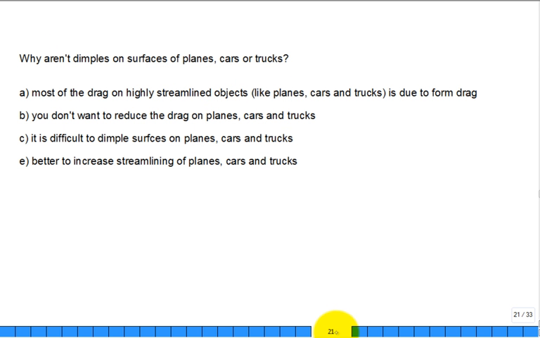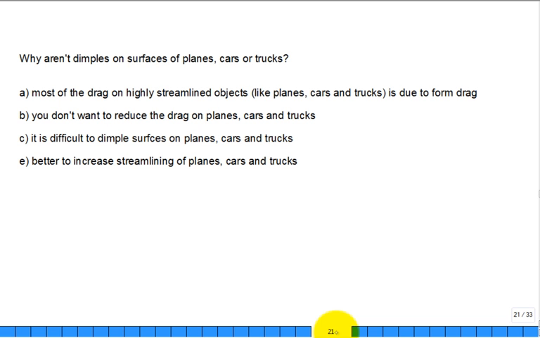Why aren't there dimples on the surfaces of planes, cars, and trucks? Hey, it works great for a golf ball. So I took my brand new Corvette and I want to go faster. So I went out there with a little ball peen hammer and I dimpled the whole surface, roof and everything. Would that work? It would not.